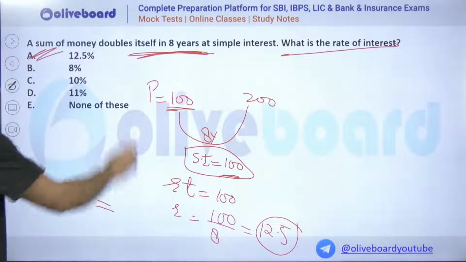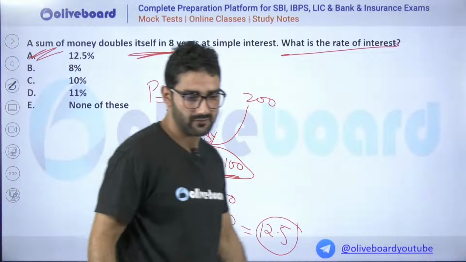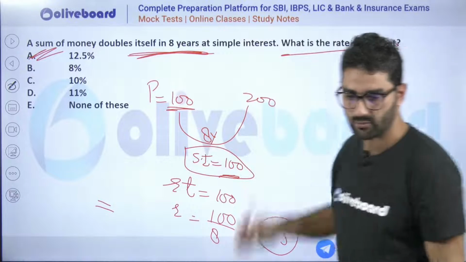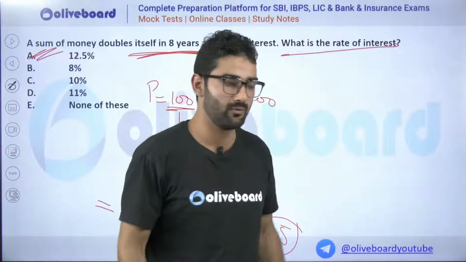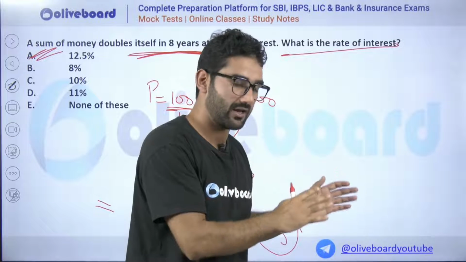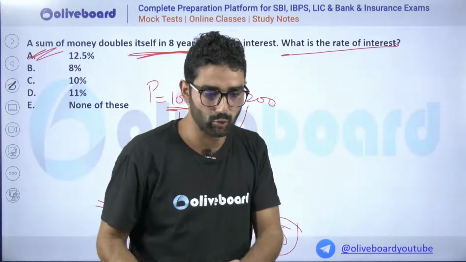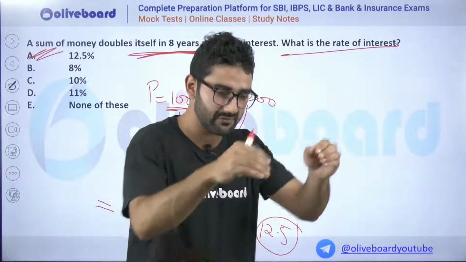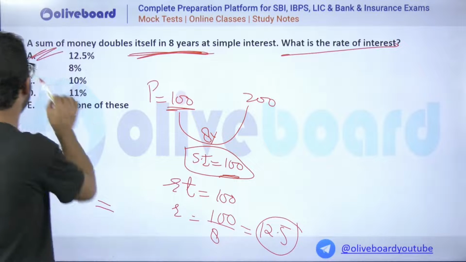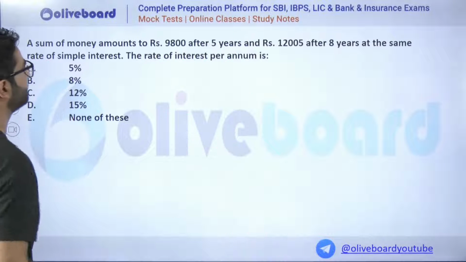12.5, so option A will be the correct answer. We have to follow these methods only. Some people try to make an equation of principle: after 8 years it will be 2 times, make the equation, then rearrange the equation and get the value. It will be quite hectic. Don't go that way, my dear. Just solve it without formulas.